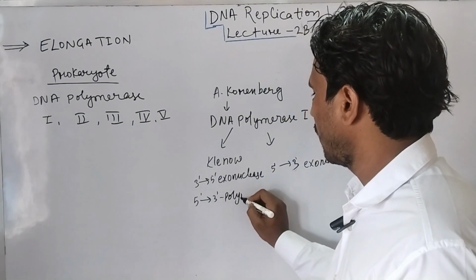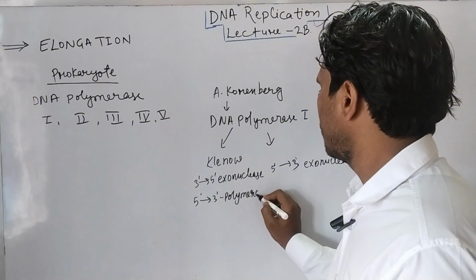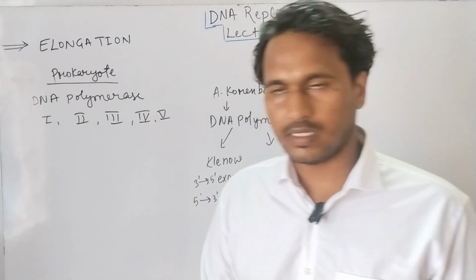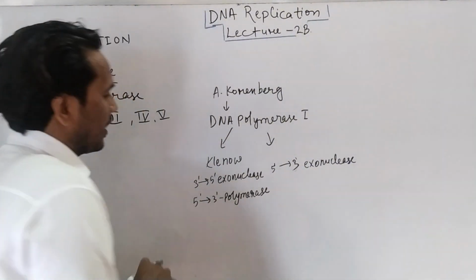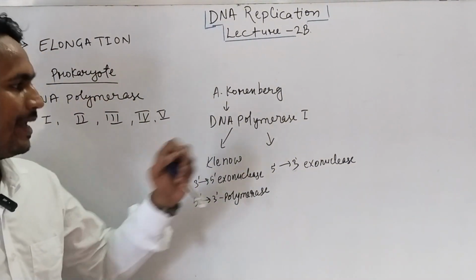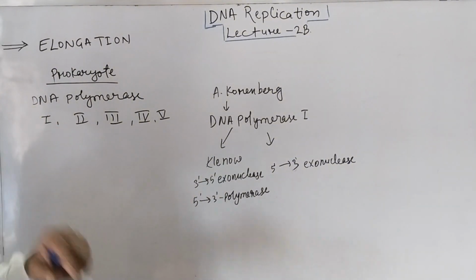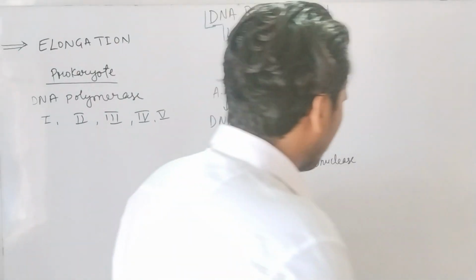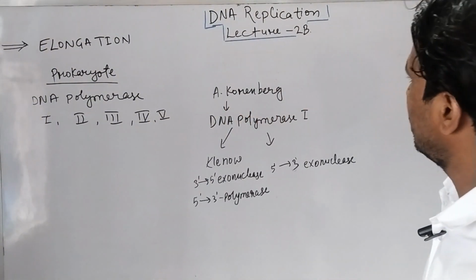What is it polymerizing? It is polymerizing a new DNA strand. So this is the 5' to 3' polymerase activity in the Klenow, and the 3' to 5' exonuclease and 5' to 3' exonuclease. So why did we need two types of exonuclease? Please tell me why we needed two types.